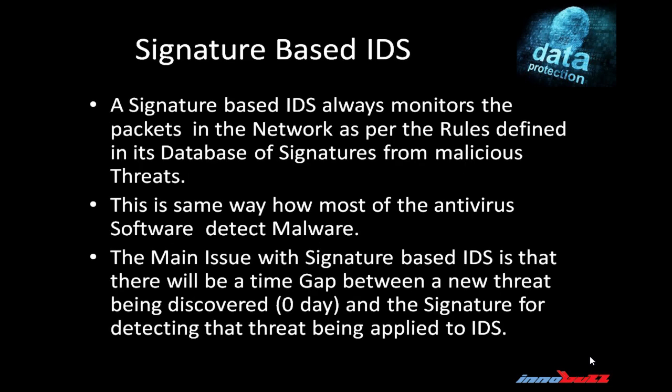The third one is signature-based IDS. A signature-based IDS always monitors the packets in a network as per the rules defined in the database of signatures from malicious threats. Even most antivirus software detects malware like that. The main issue with signature-based IDS is that there is a time gap between a new threat being discovered, which is called zero day, and the signature for detecting that threat being applied to the IDS.